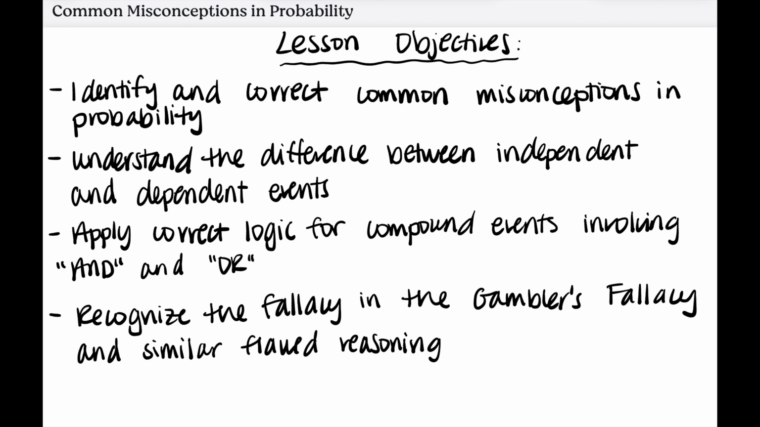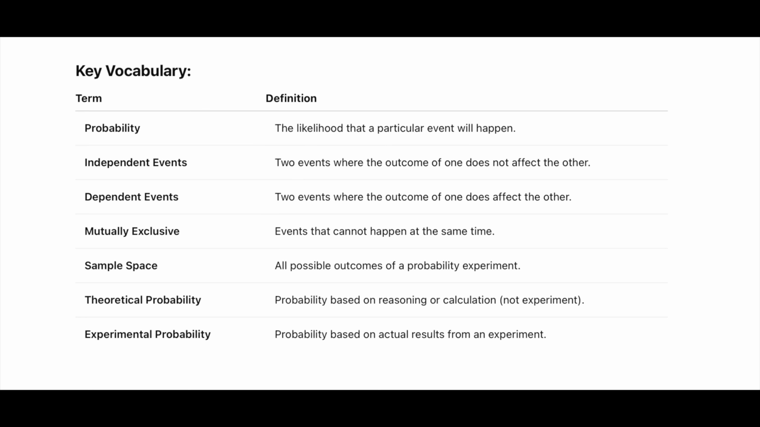Our lesson objectives for our video today are to identify and correct common misconceptions in probability, understand the difference between independent and dependent events, apply correct logic for compound events involving and or, and last but not least, recognize the gambler's fallacy and similar flawed reasonings. Let's do a quick review of some key vocabulary before we get into the rest of our video.